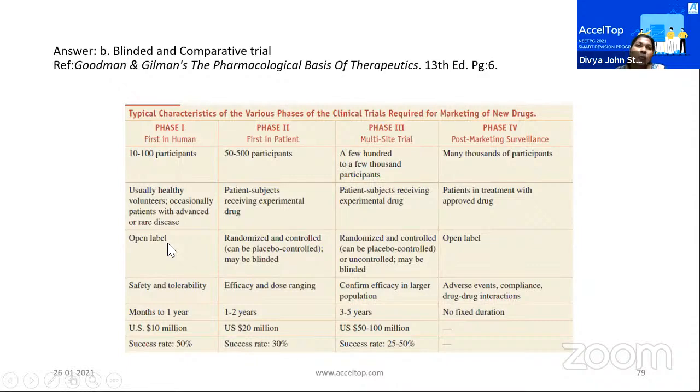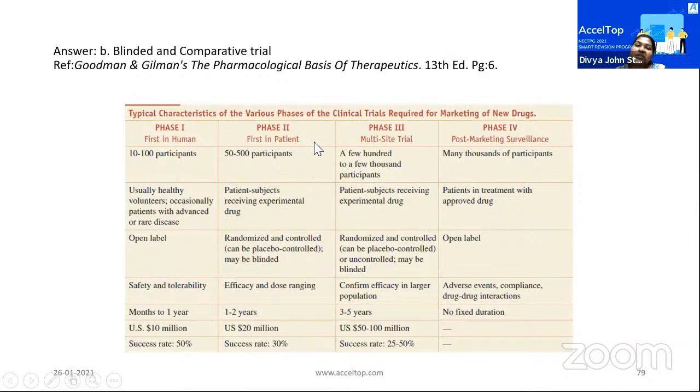And it has to be open label. Okay. It has to be open label. There's no blinding. And the primary agenda of your phase 1 trial is to see for the safety and tolerability of the new drug. Okay, so that new drug has to be tested only for the safety and tolerability in the healthy individual. Okay, next is your phase 2.